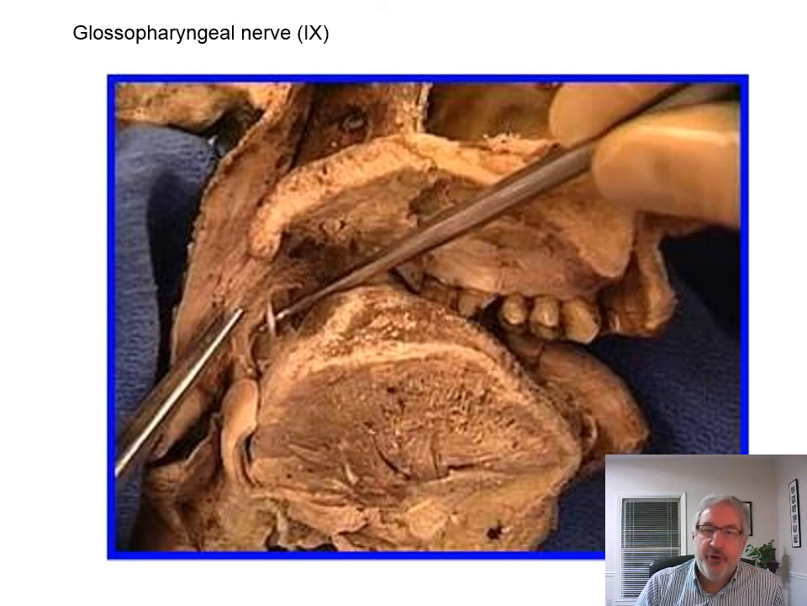Here's the Glossopharyngeal Nerve. They cut away a lot of the skull. Look, here's the tongue and some teeth over here on the left side, the cadaver's left side. There's your glossopharyngeal nerve being pulled up with the probe. Number 9. All right, next slide.